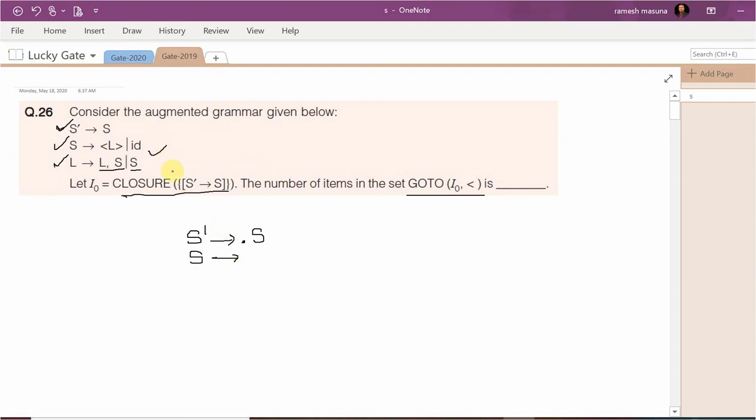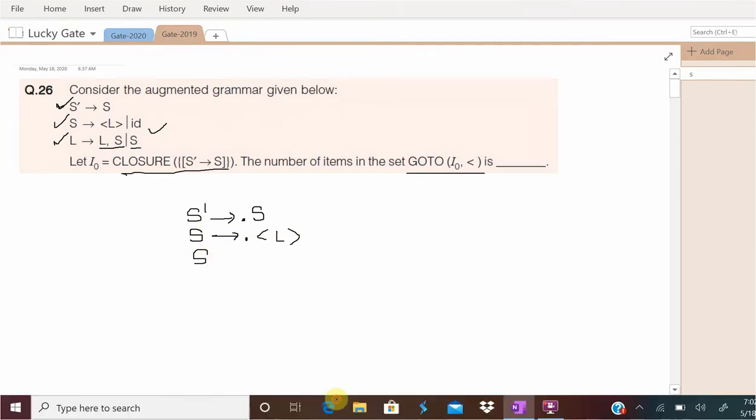With S we have two productions, that is S → .(L), and the dot you have to use at the beginning of the added productions. Now with S we have one more production, S → .id. With S we are going to determine these two, and we should not add L productions. Why? Because L productions you are not getting with S, keep that in mind. Whatever you are determining with S only you have to put into the closure set. Now this closure set contains only three items.